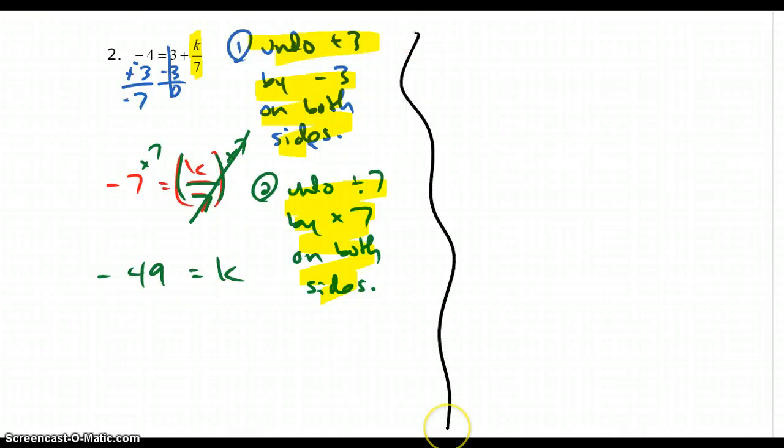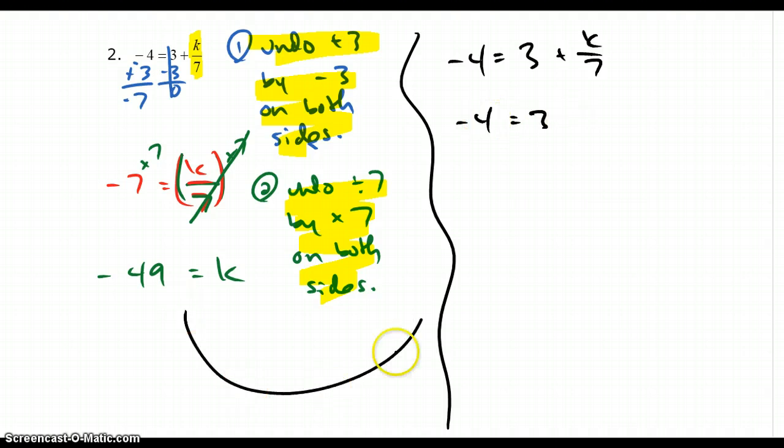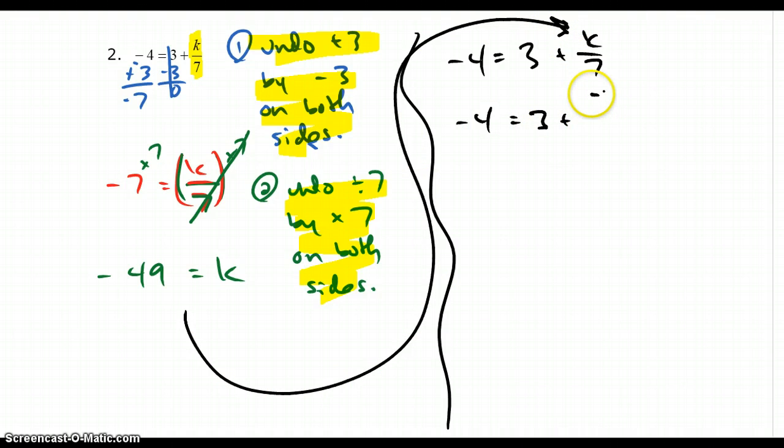Lastly, these questions again say check. So our check is going to look like this. We'll start with the equation: negative 4 equals 3 plus k over 7. And now we're going to stick in our k value, which we calculated, into there: 3 plus negative 49 over 7. So negative 4 equals 3 plus negative 7. It checks, right? 3 plus negative 7 is negative 4, so this must be correct.